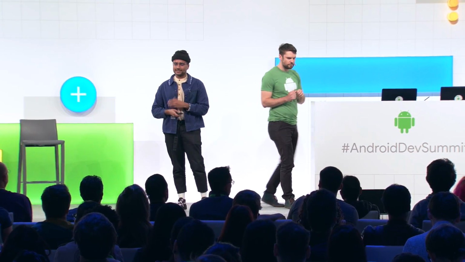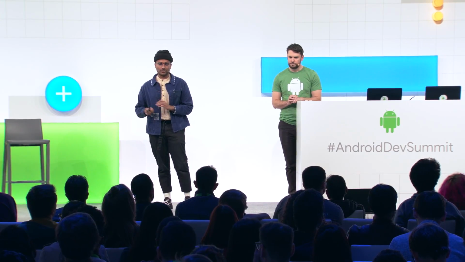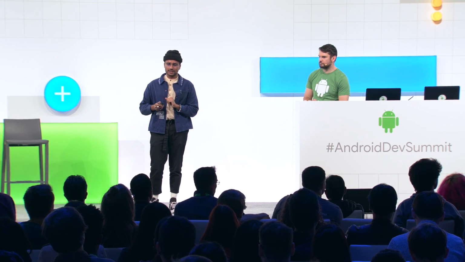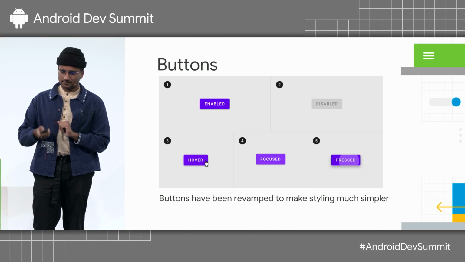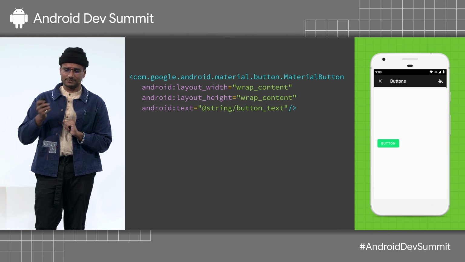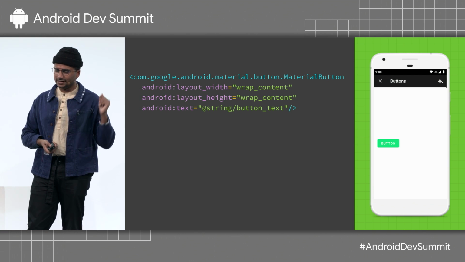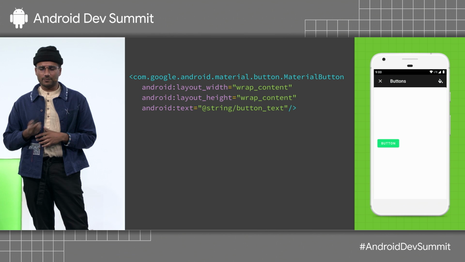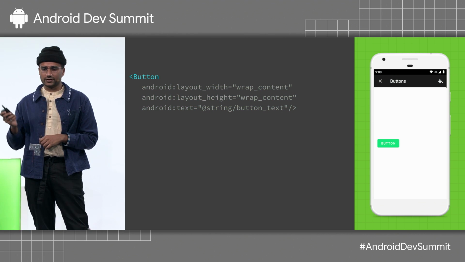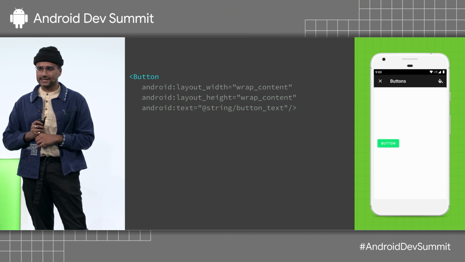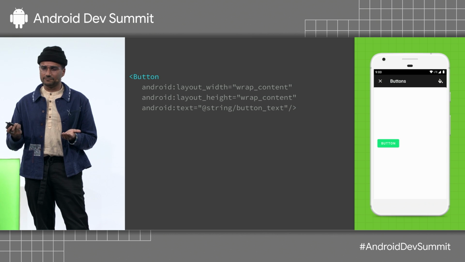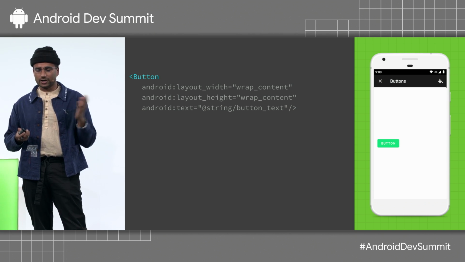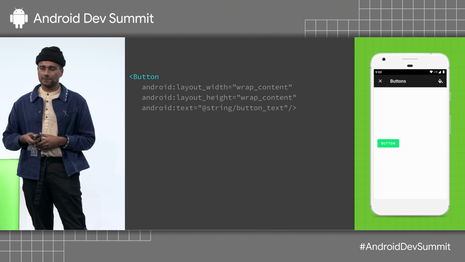We also have a revamped version of the button that we're calling material button. It's been revamped to make styling much simpler. So if you just put this material button component in your XML, you'll get a styled button. However, if you're using our full theme, you can actually just use a button tag in your XML, and we do what's called custom view inflation, where this tag will automatically inflate into a material button tag.